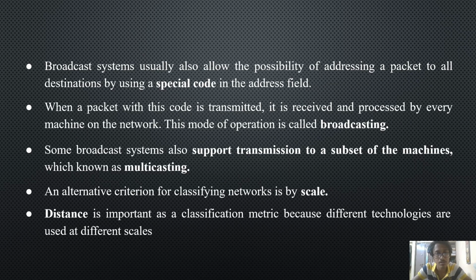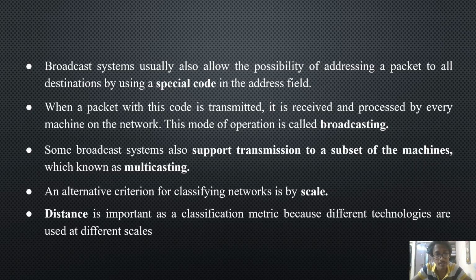Broadcast systems usually also allow the possibility of addressing a packet to all destinations by using a special code in the address field. When a packet with this code is transmitted, it is received and processed by every machine in the network. This mode of operation is called broadcasting. Some broadcast systems also support transmission to a subset of the machines, which is known as multicasting.